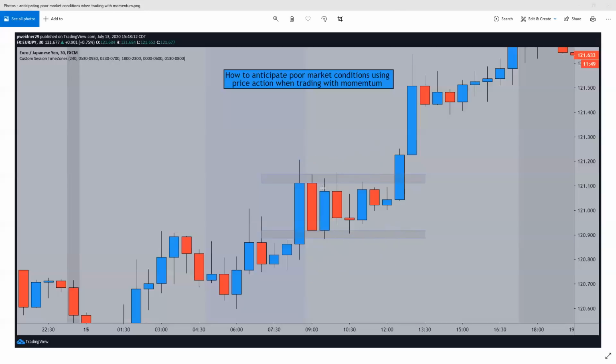Because what it's done inside of this box area is it's kind of just came up, came down. It's kind of done something like that. So the whole time it's still going up. It's just not going up how we typically like to see price going up.